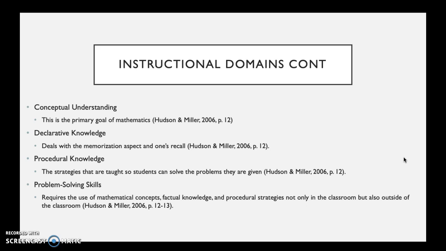This is the knowledge that the students memorize. This is that knowledge that students can automatically recite back without having to put too much thought into it. Procedural knowledge. This is the area of developing those strategies that can help students complete a problem. These strategies are commonly taught to the students. And then finally, problem solving. This is the skill that students will put into practice in the real world.